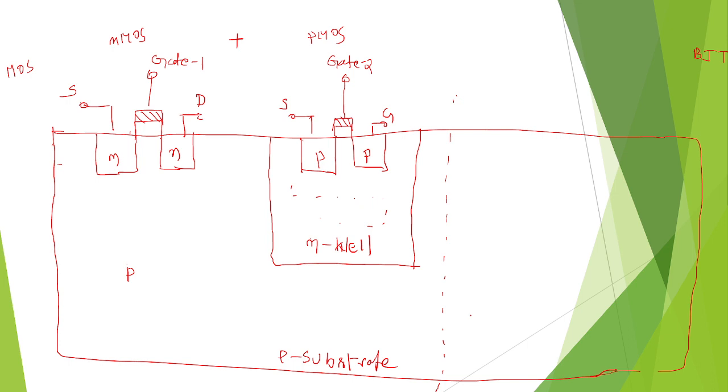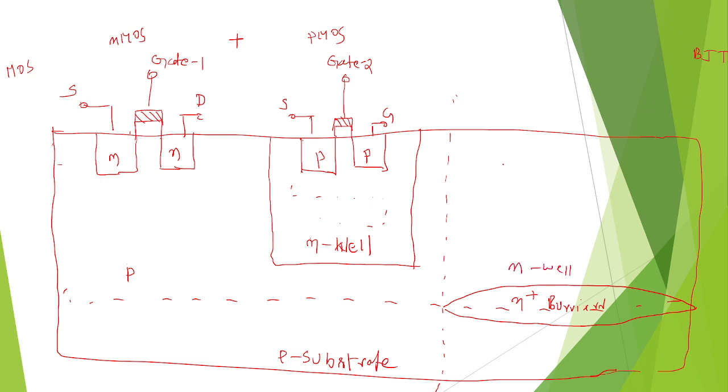Coming to the right side, we need to design the bipolar transistor. For that, they form the N plus buried layer here. It means more electrons are inserted and diffused here. That is named the N plus buried layer, or else also named NML. Here this is named the collector. I need to design an NPN BJT transistor.